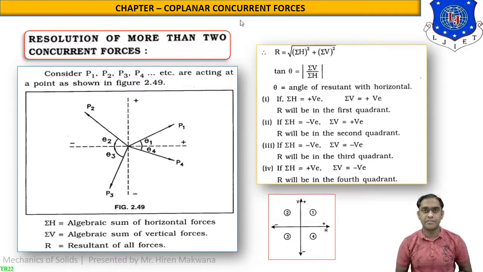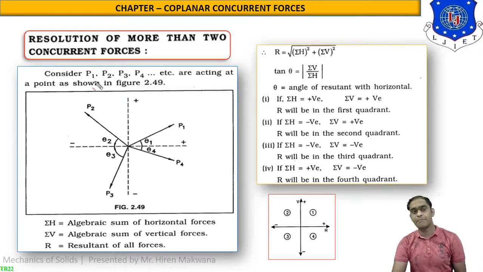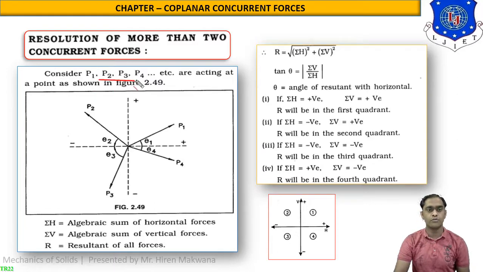So now we are discussing the next method, resolution of more than two concurrent forces. In this method, we will see how the resultant can be found when the number of forces is more than two. You can see in this figure, consider P1, P2, P3, P4, four forces acting at a point. The origin is the concurrent point. From the origin, the forces acting are P1, P2, P3, and P4.